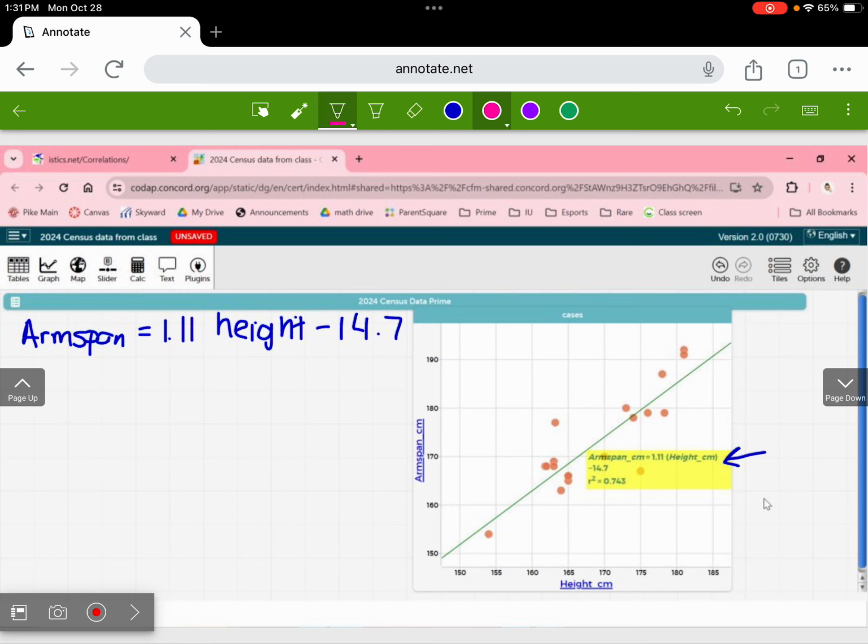All right, so when they give us equations like this, they want us to look for our variables. This is my y, and this is my x. So y equals 1.11x minus 14.7.